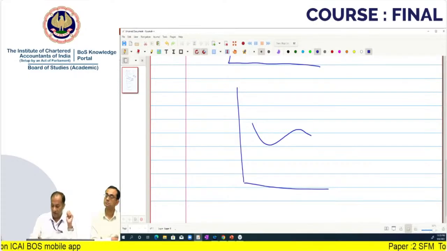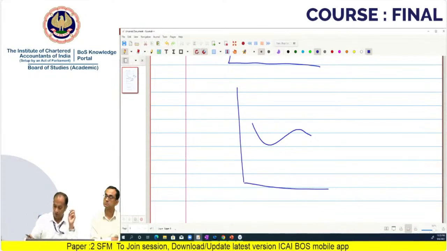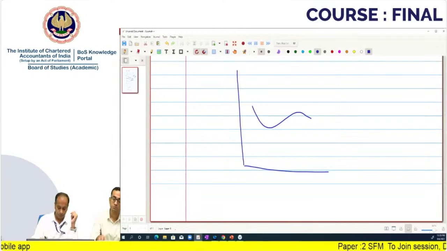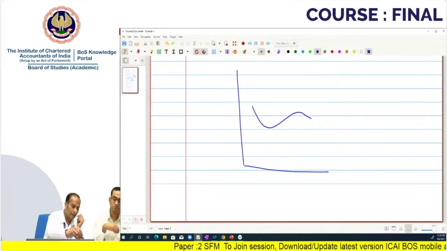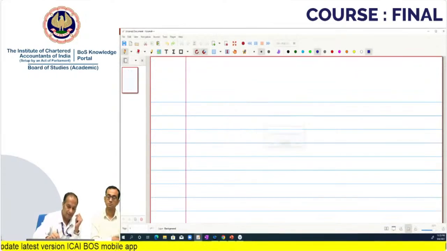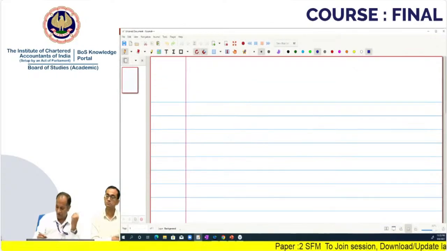So student, this was the discussion about the yield curve. I am sorry, I have taken this wrong yield curve. Now then there are term structure theories. Okay, just refer to them from the study button.